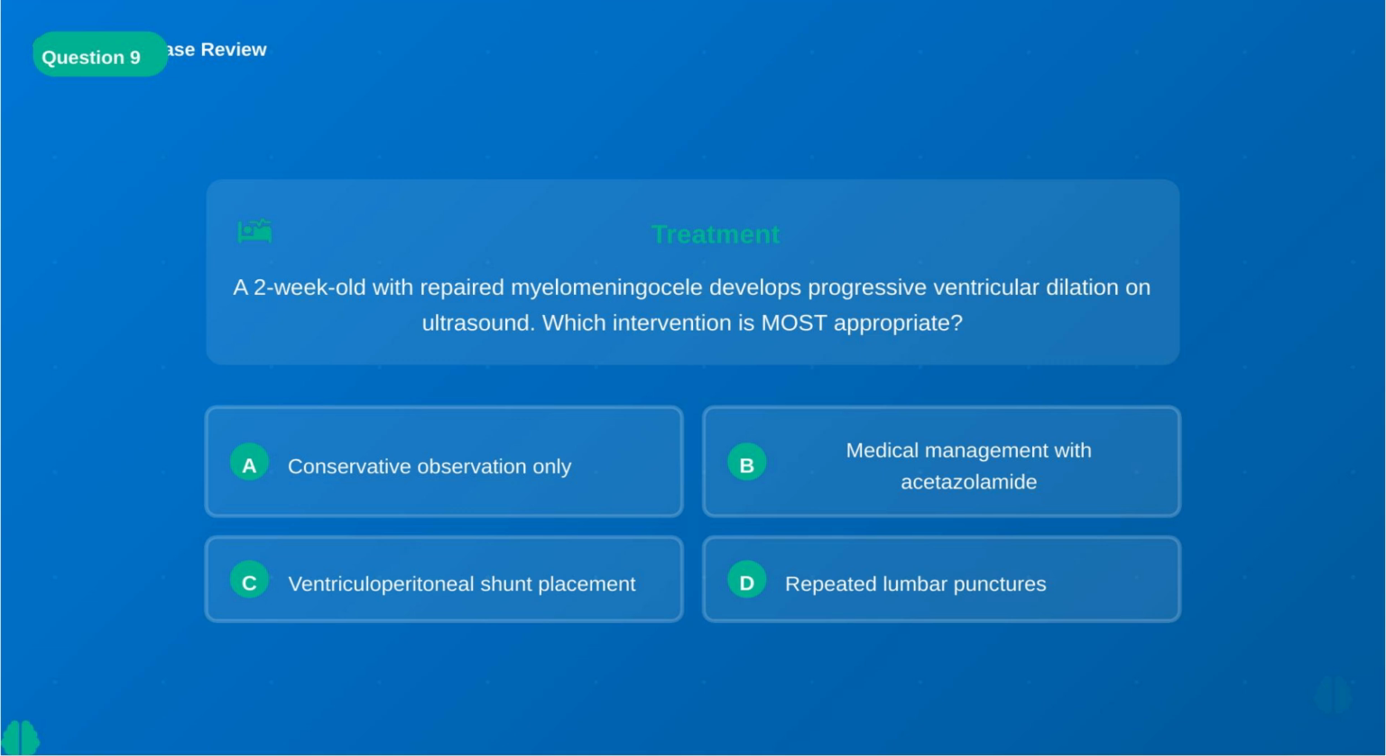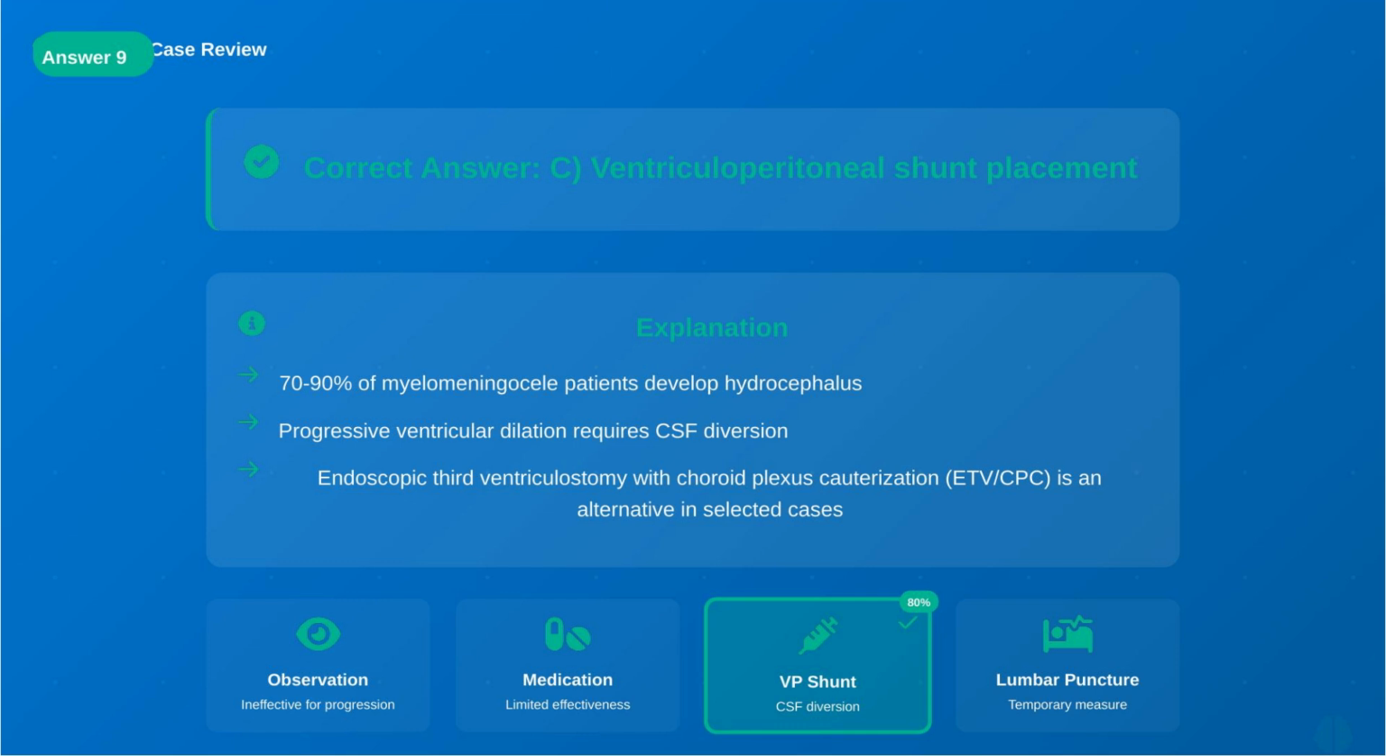A. Conservative observation only. B. Medical management with acetazolamide. C. Ventriculoperitoneal shunt placement. Or D. Repeated lumbar punctures? The correct answer is C. Ventriculoperitoneal shunt placement. Between 70 and 90% of children with myelomeningocele develop hydrocephalus requiring treatment. Progressive ventricular dilation with signs of increased intracranial pressure requires cerebrospinal fluid diversion, most commonly via ventriculoperitoneal shunt placement.